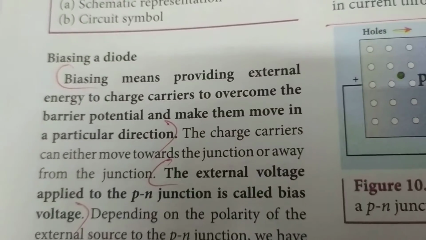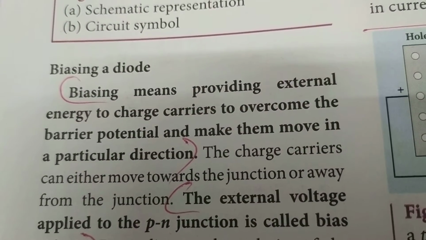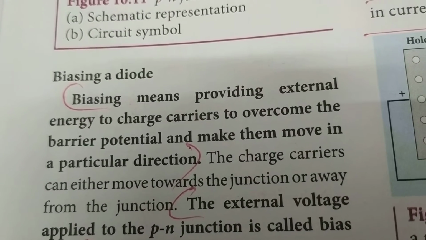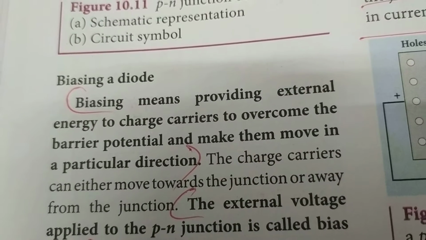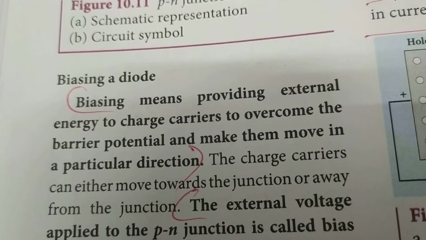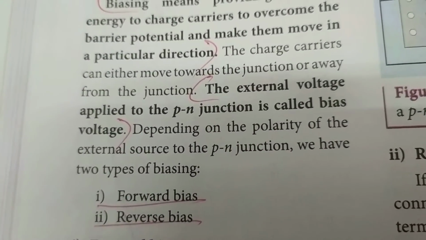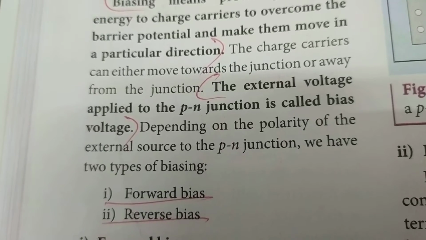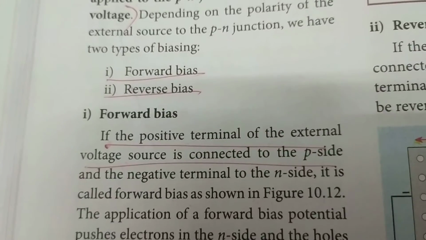Biasing a diode means you are providing external energy to the charge carriers to overcome the barrier potential. You know barrier potential is the potential that is set up near the junction. Now we are applying external energy for this. This external voltage applied to the PN junction is called bias voltage. There are two types: forward bias and reverse bias.